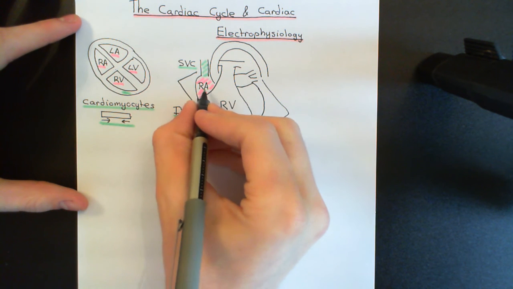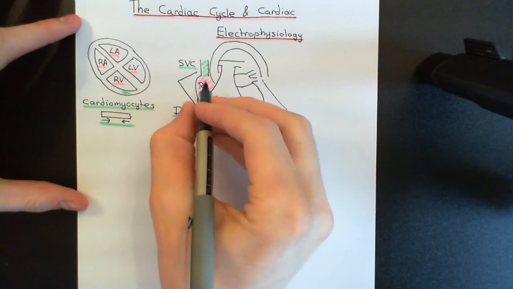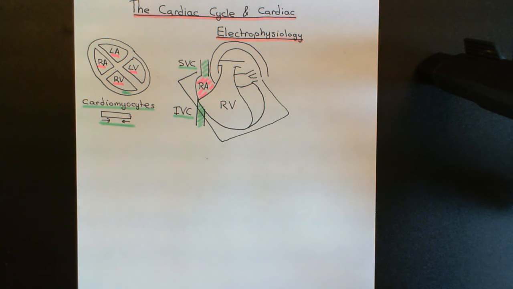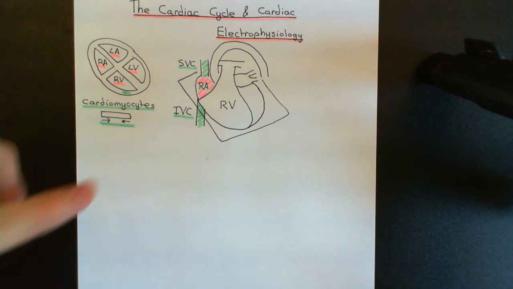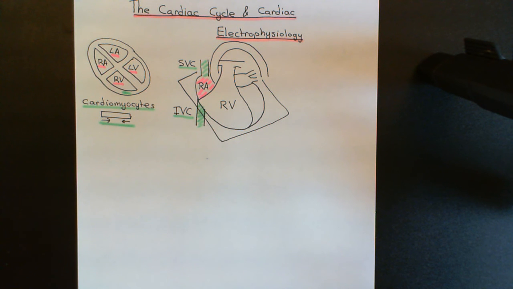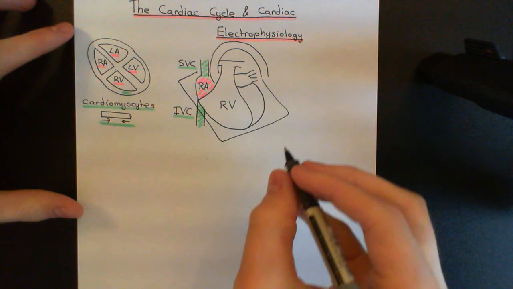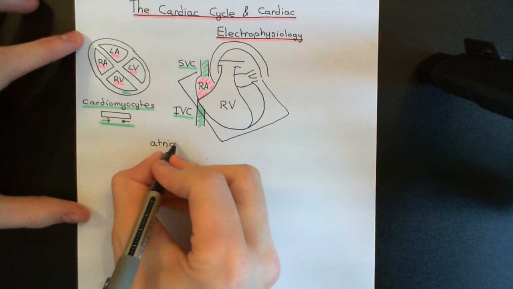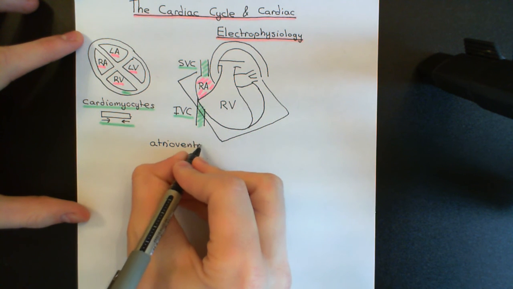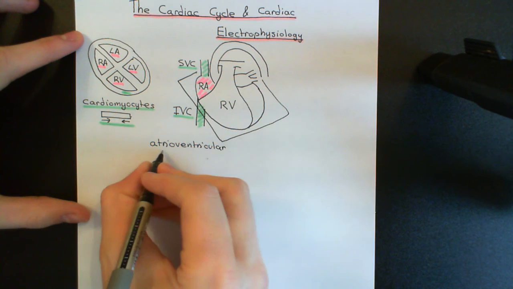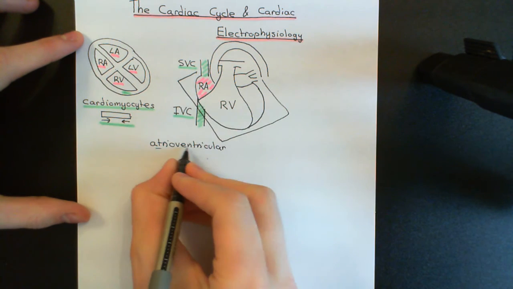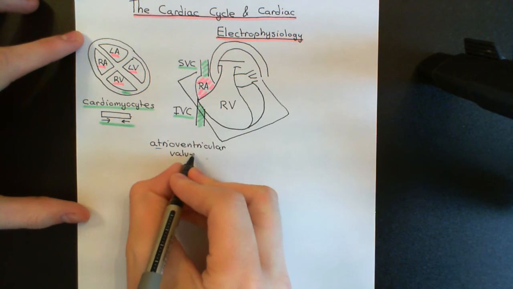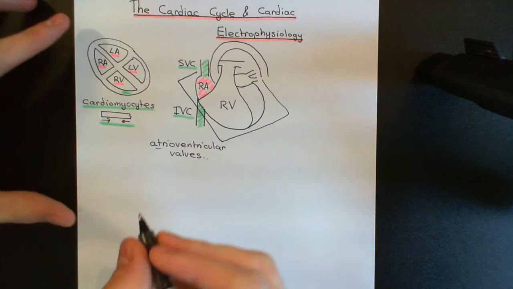And I want to talk about the valves that are in between the chambers and in between the ventricles and the outflow blood vessels. Okay, so let's start by talking about the valve that is in between the right atrium and the right ventricle. So the valves that are in between the atria and the ventricles are known as the atrioventricular valves. So atrio pertaining to the atria, ventricular pertaining to the ventricles, so it makes sense, atrioventricular valves in between the atria and ventricles.